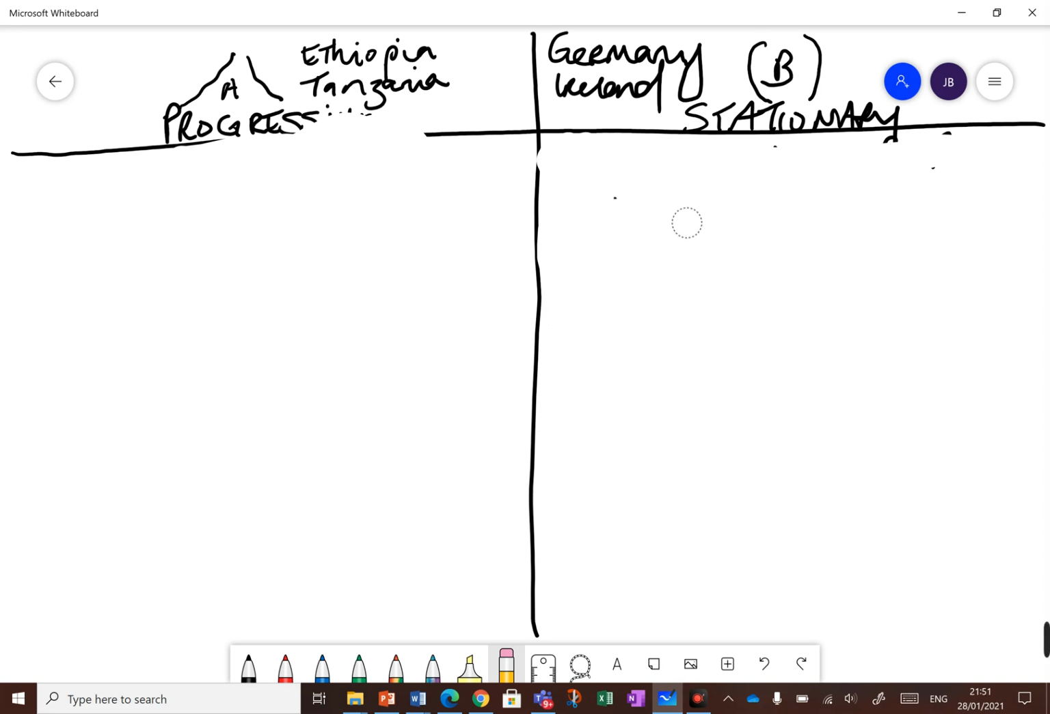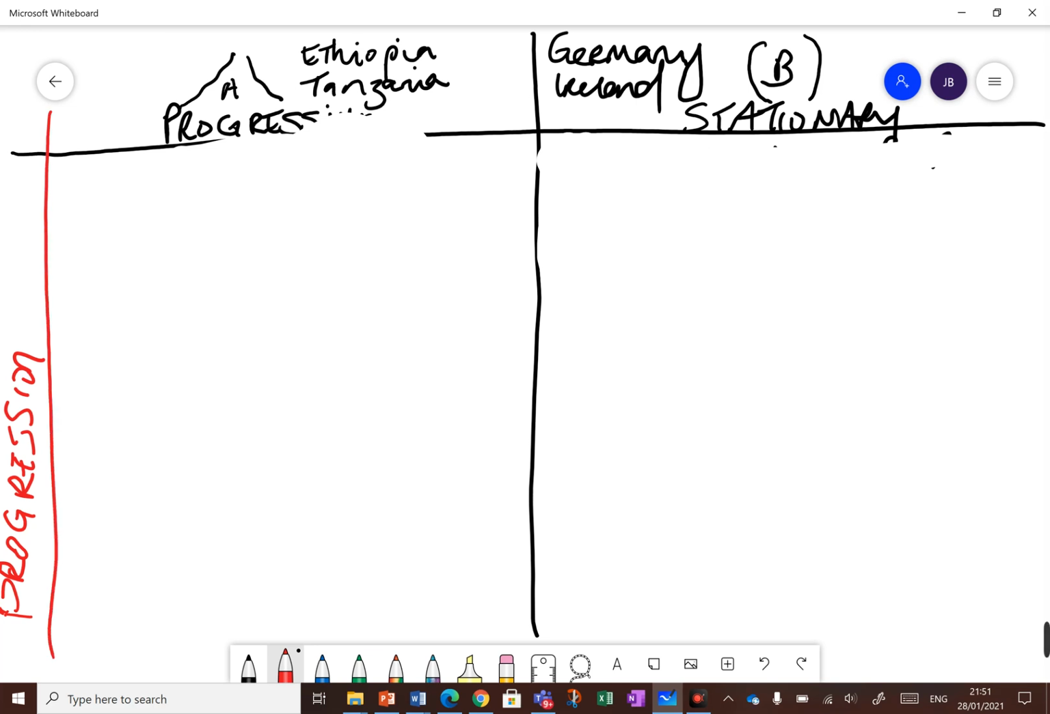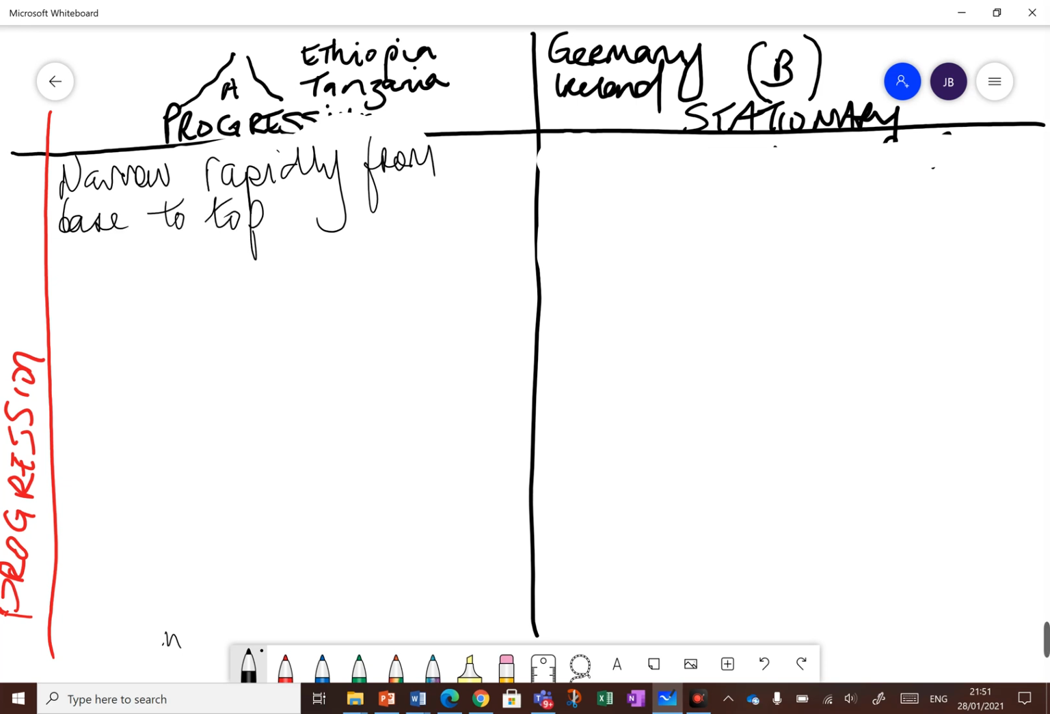Right. So the next one we're going to do then is the progression of it. I'll write this in a different color. So how it progresses from base up to the top. Right, now am I still writing skinny? Yeah, I am. Okay, so this fella here narrows rapidly from base to top.